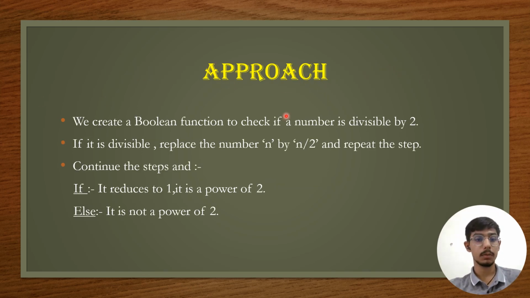So what is our approach? Our approach is to create a Boolean function to check whether a number is divisible by 2 or not. First, when we enter a number, it checks if it is divisible by 2. We will use a while loop and replace the number n by n divided by 2 and repeat the earlier step to check whether it is divisible or not. These steps will continue until it reduces to 1. If it reduces to 1, then it is a power of 2, and if it does not reduce to 1, then it is not a power of 2.